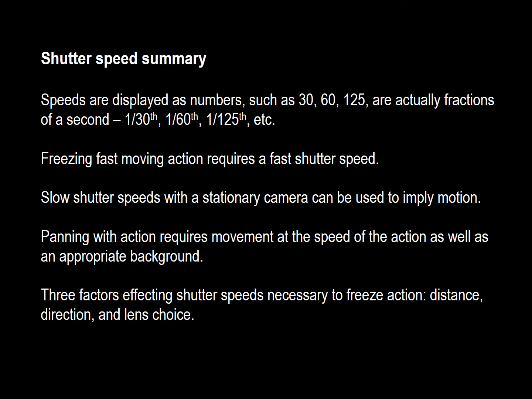So in summary, shutter speeds are displayed as numbers, such as 30, 60, 125, but they're actually fractions of a second. Freezing fast-moving action requires a fast shutter speed, and slow shutter speeds with a stationary camera can be used to imply motion. Panning with action requires movement at the speed of the action as well as an appropriate background. And the three factors that affect shutter speeds necessary to freeze action are distance, direction, and the lens choice.